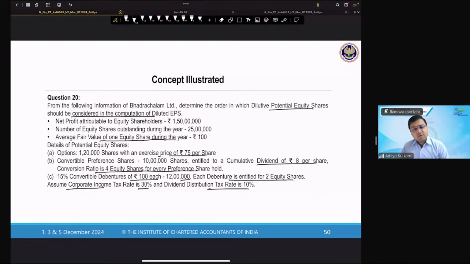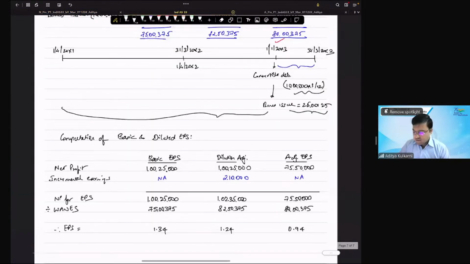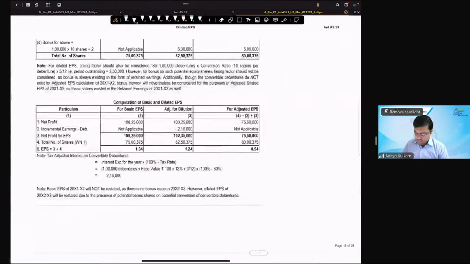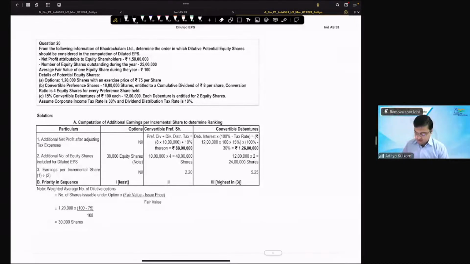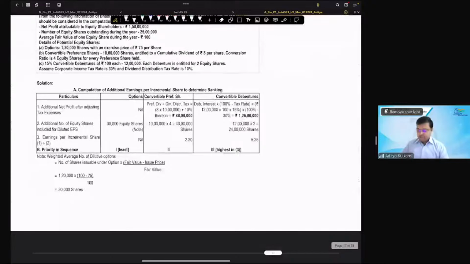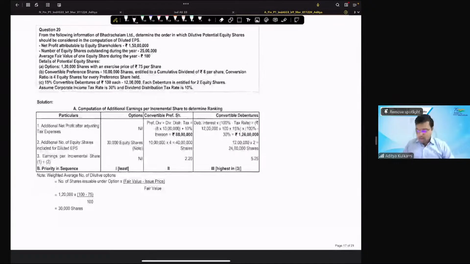Have you done this question in your intermediate, a similar type? Yes. Do you remember something? Yes, sir. Okay, so if you have done it, then it's fine. Bhadrachalam. Yes. All right. So now let us look at the way we calculate.